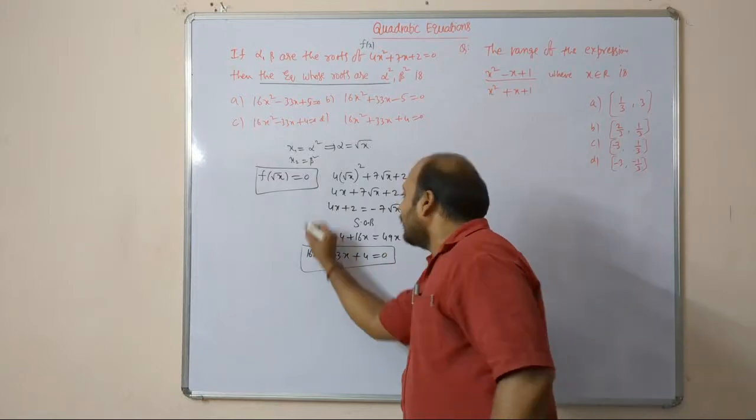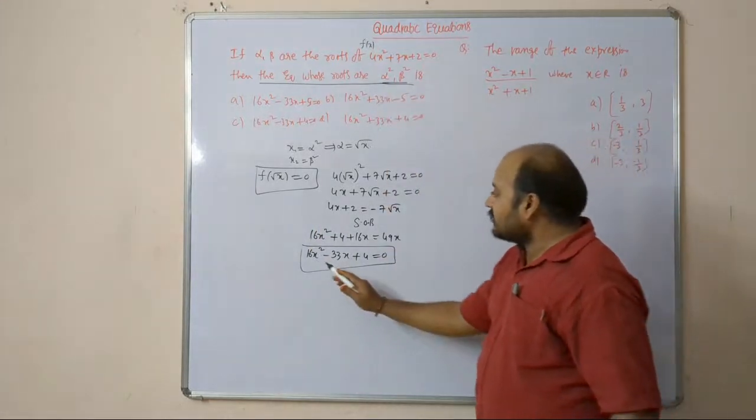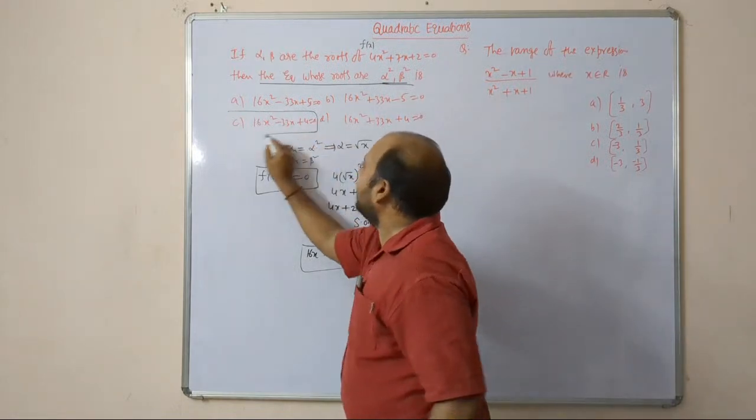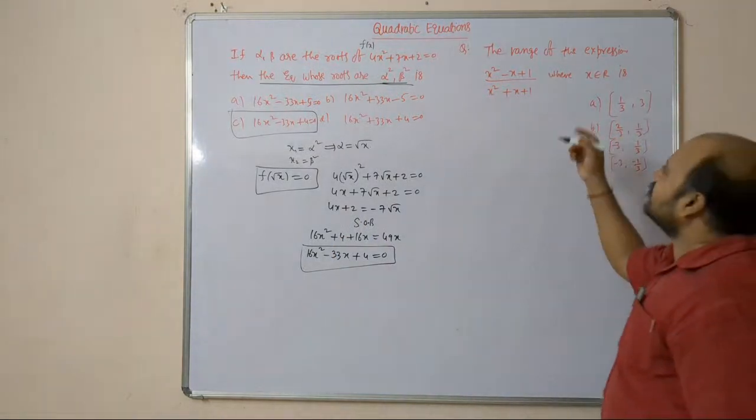This is the required quadratic equation whose roots are alpha square and beta square: 16x square minus 33x plus 4 equal to 0. It is there in the third option, dear students. Now come to another question.